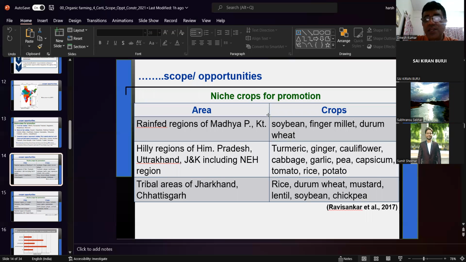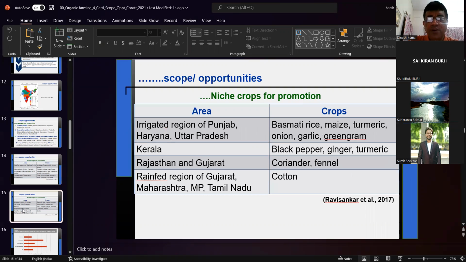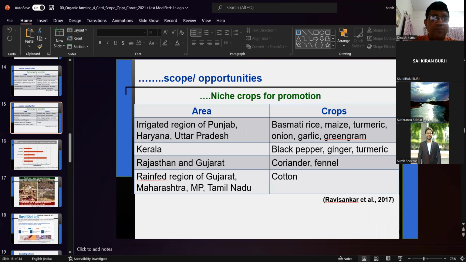Similarly, niche crops have been identified for rain-fed regions of Madhya Pradesh: soybean, finger millet. I have shared this presentation today with all of you, and you can see the details of the crops which have been recommended for different states. Similarly, you can see for Kerala, black pepper, ginger, turmeric; for Rajasthan, coriander, fennel. So these are the crops.